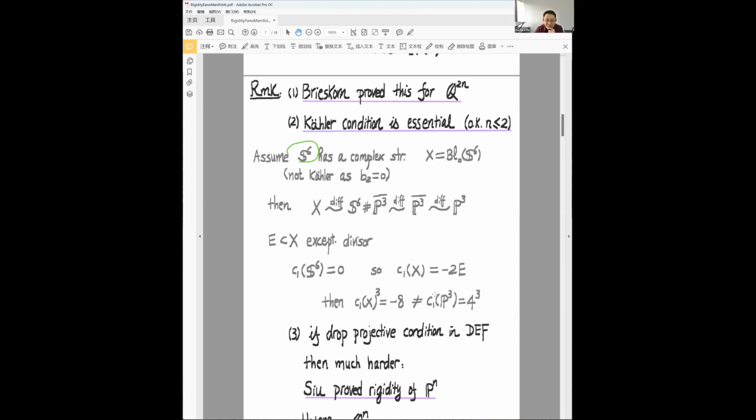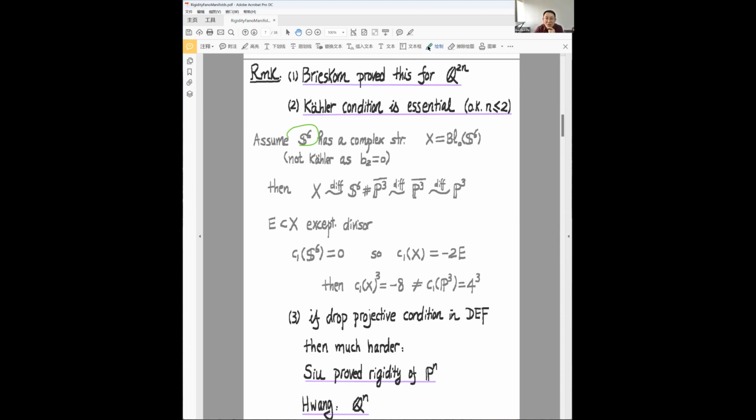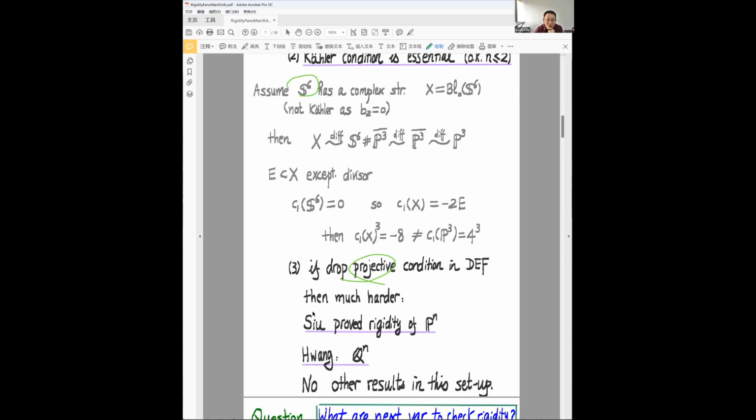Okay. So this comes back to Sasha's question before. If we drop the projectivity condition, then this theorem becomes much harder. For example, Hsieh in the 80s proved the rigidity of Pn under Kähler deformation, and Hwang extended this to deformation rigidity of Qn hyperquadrics. But no other results are in this setup. So this is why I will only restrict to projective deformations.